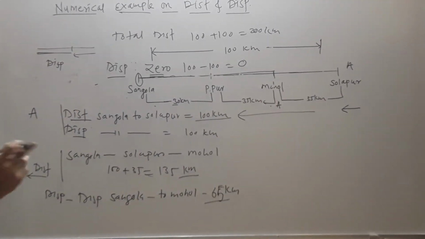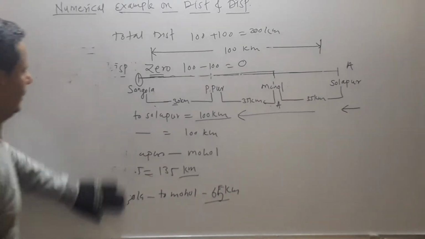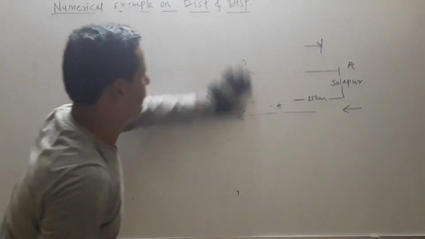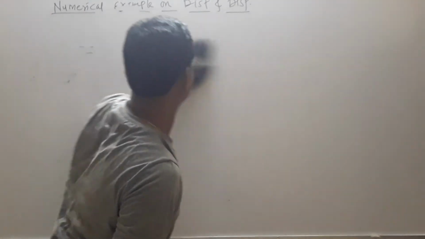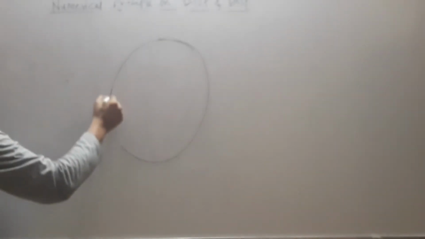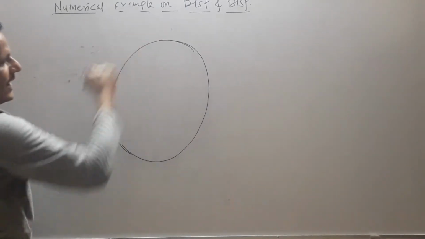Now let's move towards another example of distance and displacement. Now let's take the journey in terms of a circle. Okay, in terms of a circle. Suppose this is a circular track.